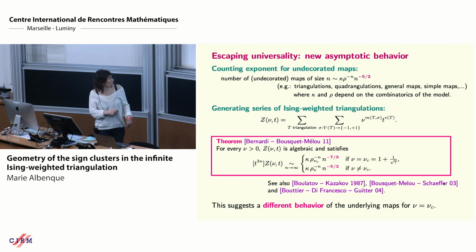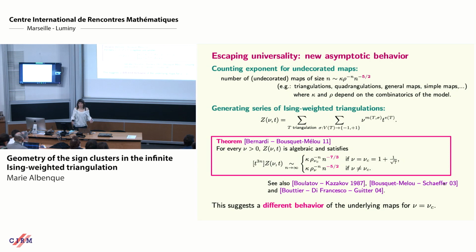The existence of this critical point was first observed in the physics literature by Boulatov and Kazakov in the 80s, and this was also re-derived by bijection with trees by Bousquet-Mélou and Schaeffer and by Di Francesco and Guitter. So the fact that this critical value of nu exists for the Ising model is no big news. It has been around for a while. And this suggests really that there is something different happening at nu_c.